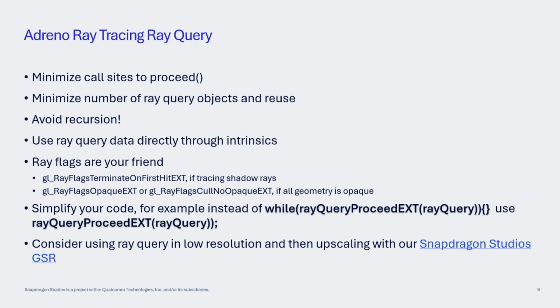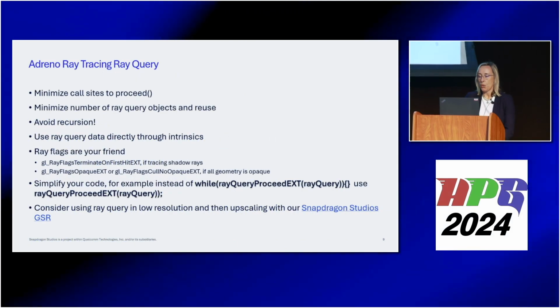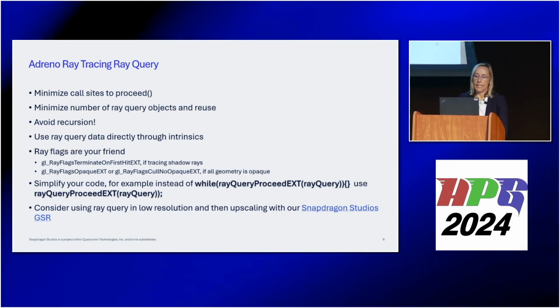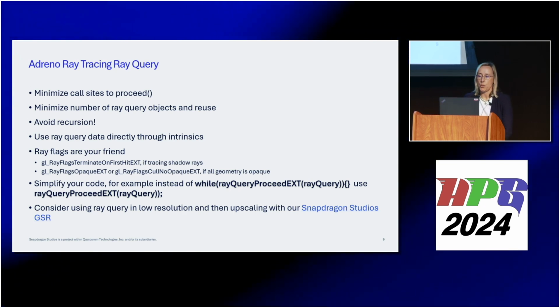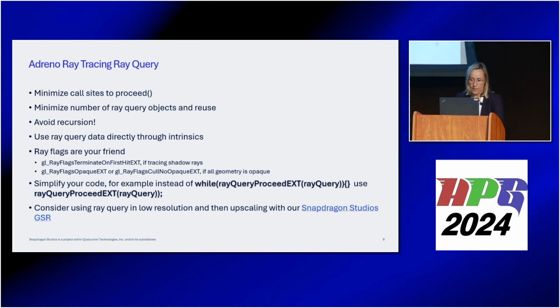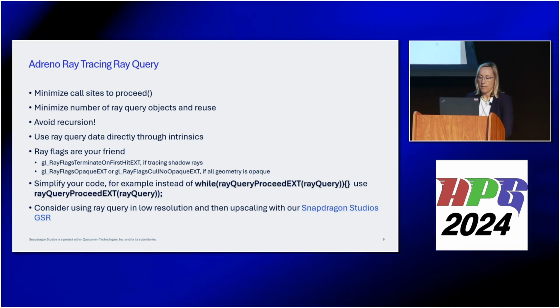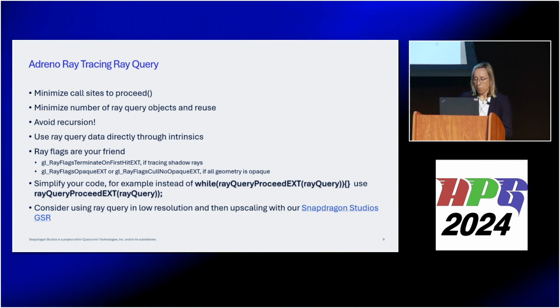And write your code in a simple way. So help the compiler help you. For example, here, if you are chasing opaque geometry, there's no need to write proceed in a while loop. You can just directly call proceed and it will return whatever you wanted, closest hit or first hit. And then also consider using ray query in low resolution and then upsampling using our Snapdragon Studios GSR. So there are links to some blogs and source code for that.